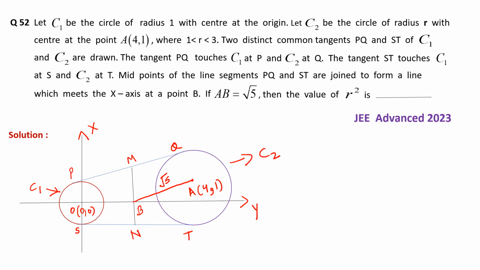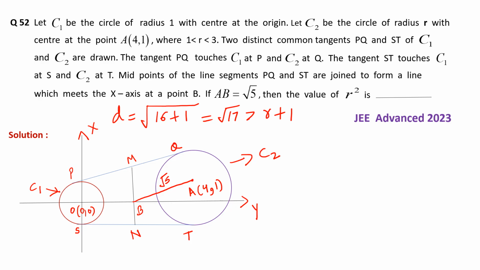And for that purpose, first of all, we will find the distance d between their centers. And it comes as square root of 16 plus 1, which is square root of 17. Now students, I can easily say that square root of 17 will be more than r plus 1. Why? Because r is given to us lying between 1 to 3. So obviously r plus 1 will lie between 2 to 4. And we know that square root of 17 is more than 4. So I can write square root of 17 greater than r plus 1.